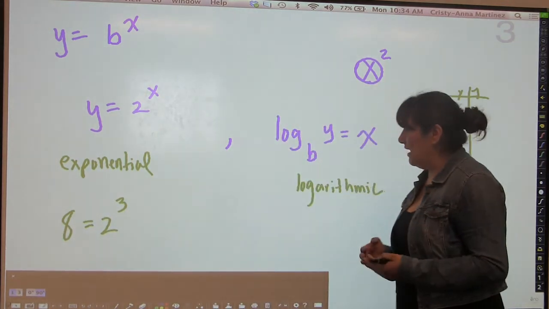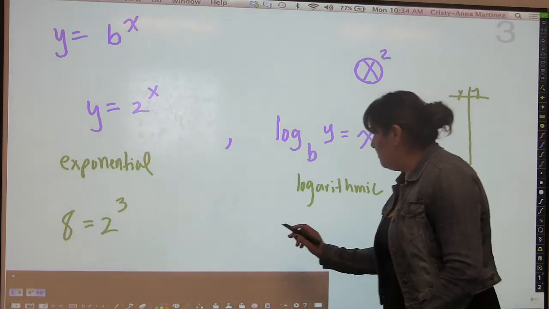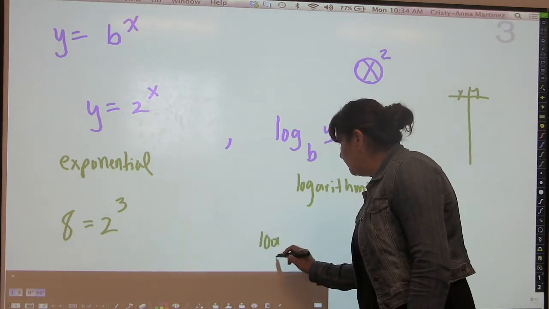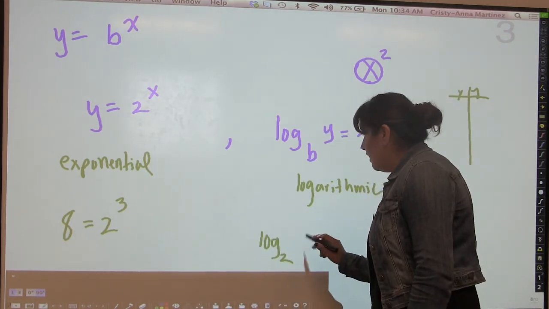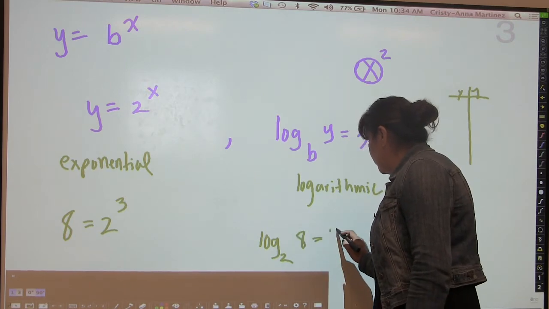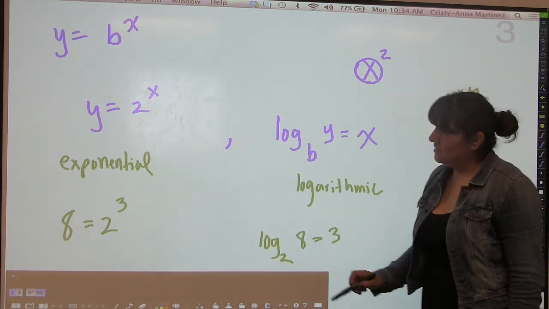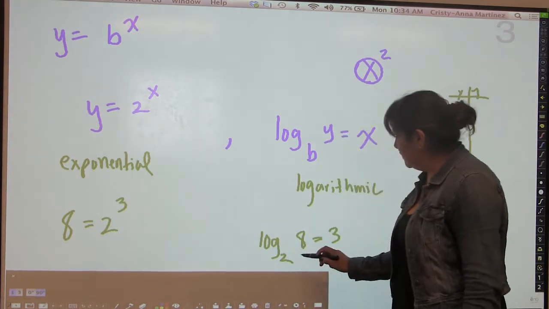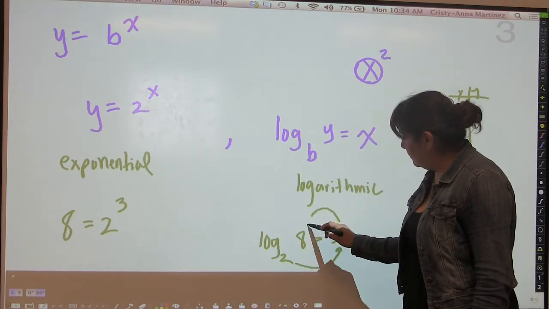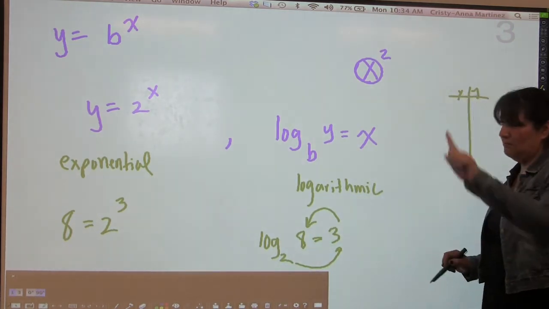How could I write that as a log? It would be log base 2 of 8 equals 3. So the way it works is, this is 2 to the third equals 8. This is 2 to the third equals 8. It kind of makes a little circle.